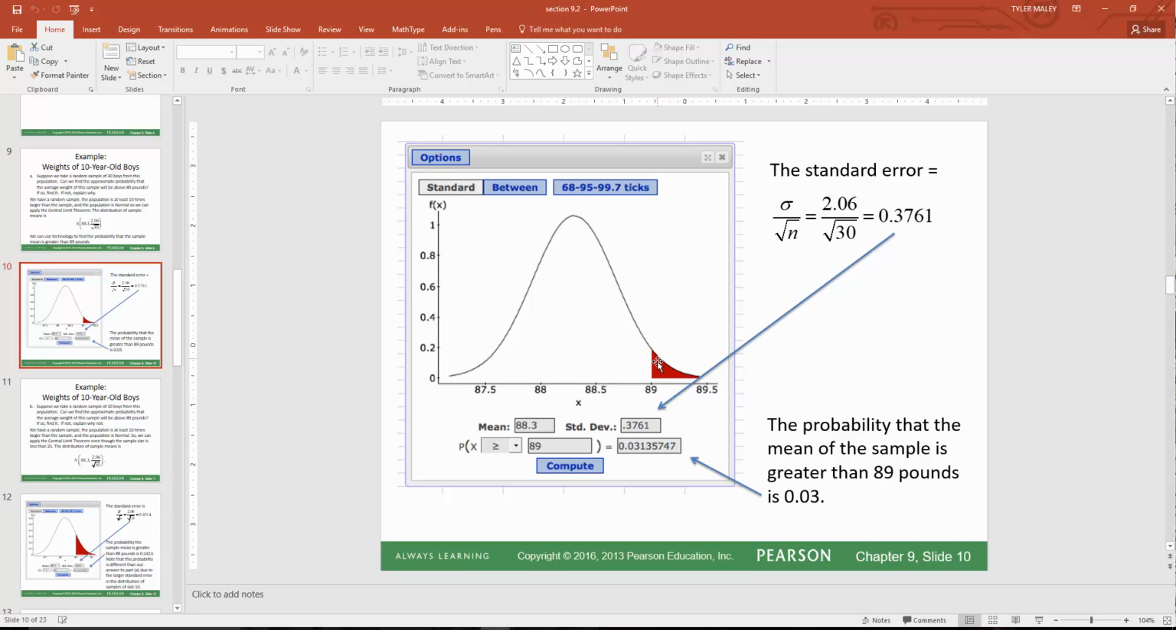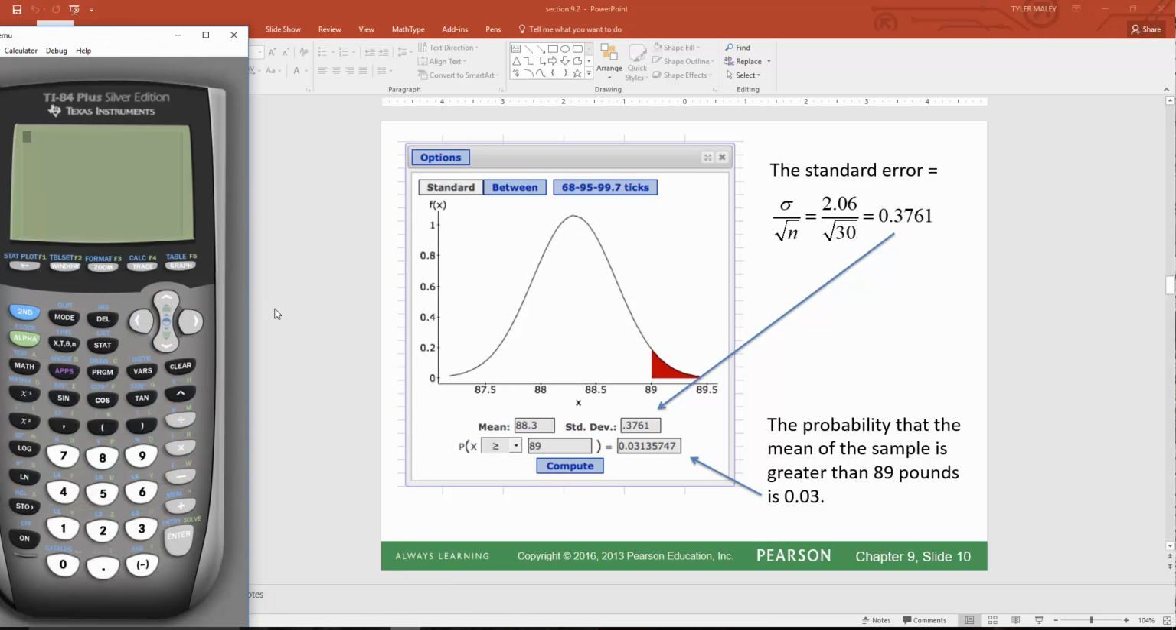0.03. So this right area is 0.03, which is the probability that the weight is greater than 89 pounds. We can also find this with the TI graphing calculator or in R, just as we have done previously. Let me remind you how to do that.